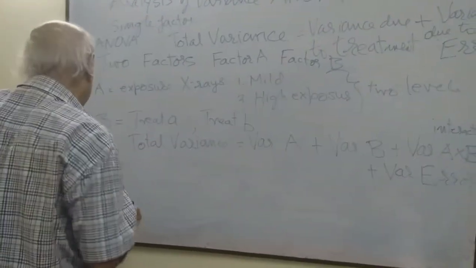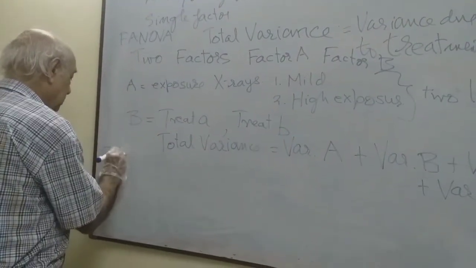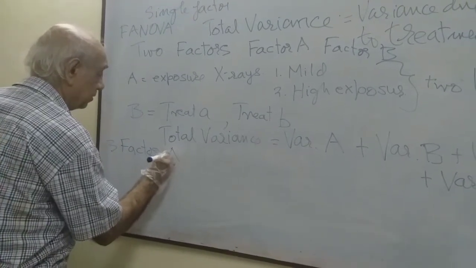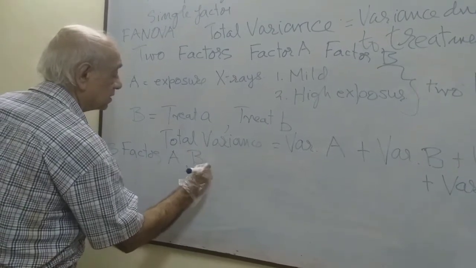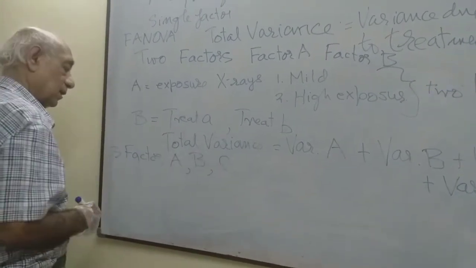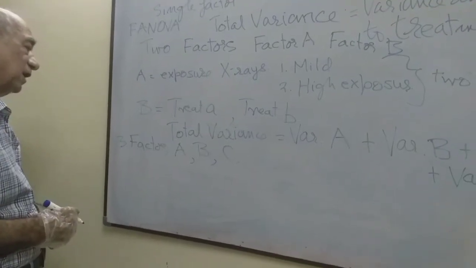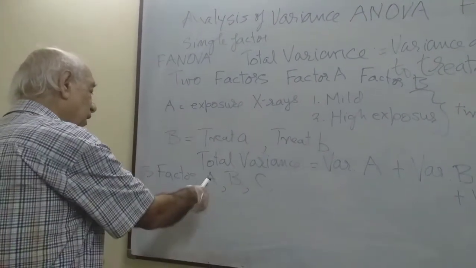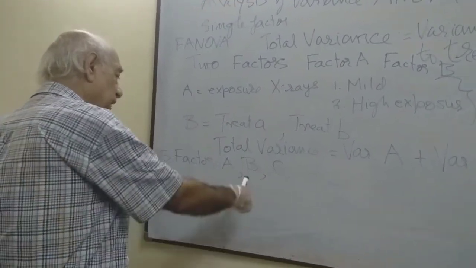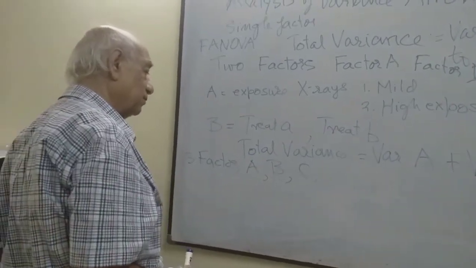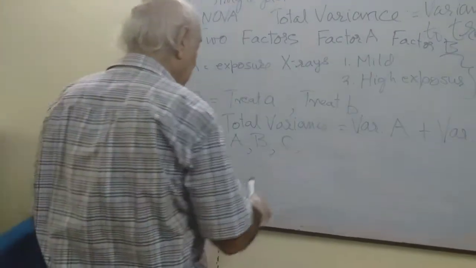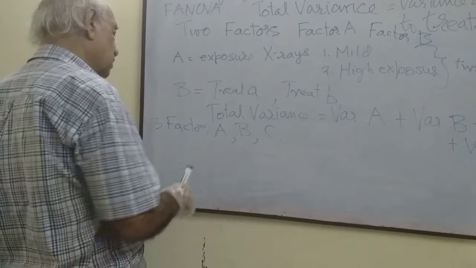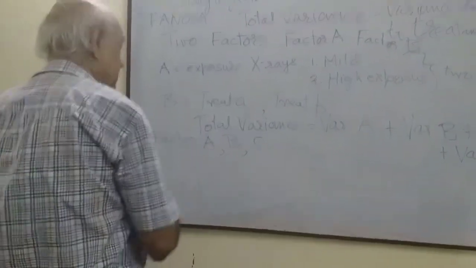Similarly, if we have three factors, A, B, C, for example, this is a field experiment on crop growth. A can be kind of fertilizers, B can be kind of irrigation, and C can be varieties of the crop. So there are three factors, A, B, C.